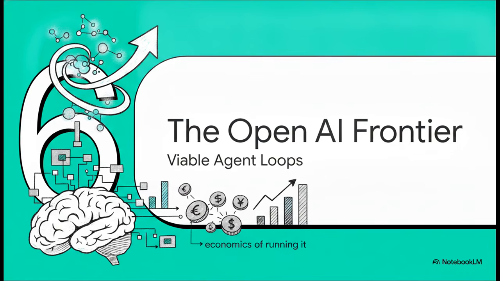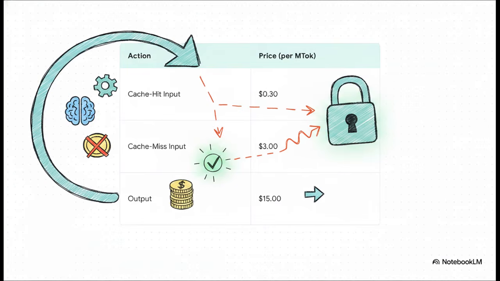Section 6, the Open AI Frontier. Let's look at how all of this builds towards the future of open intelligence, because it's not just about the raw power of the model, it's about the economics of running it. Historically, people avoided building agent loops because running 100 iterations on a massive frontier model cost an absolute fortune.